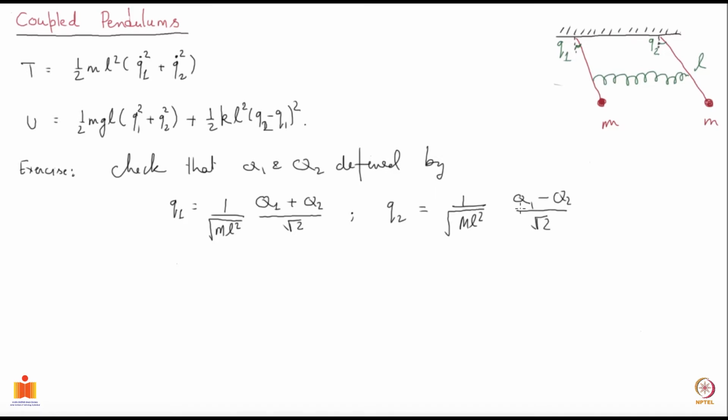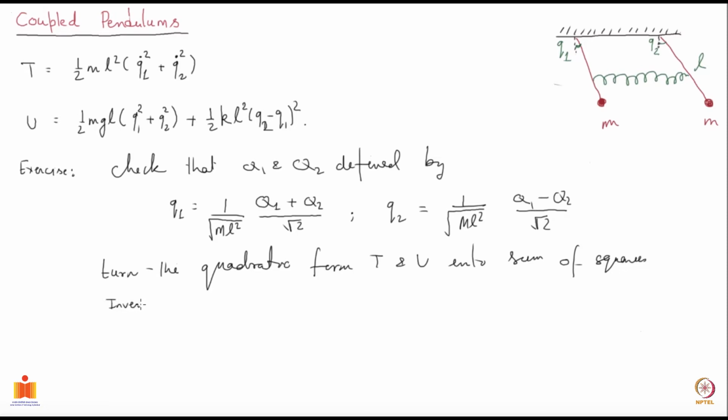Okay, so check that Q1 and Q2 defined by these two relations turn the quadratic forms T and U into sum of squares. All you have to do is put these two definitions in T and U and check that indeed you get sum of squares. Now, of course, if you invert these relations which I have written, then you'll get the following.